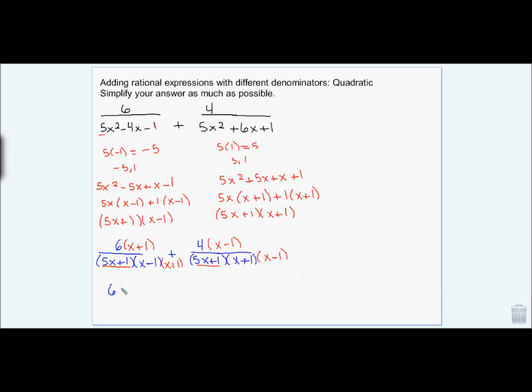This will give me 6x plus 6 over (5x plus 1)(x minus 1)(x plus 1) plus 4x minus 4 over (5x plus 1)(x plus 1)(x minus 1). If I combine these, I can add my like terms. 6x and 4x is 10x. 6 minus 4 is 2. All over (5x plus 1)(x plus 1)(x minus 1).